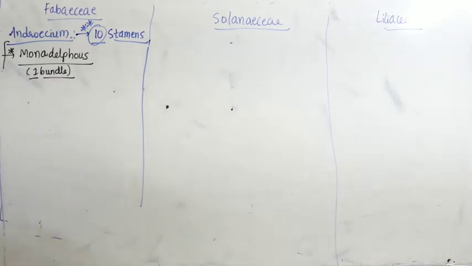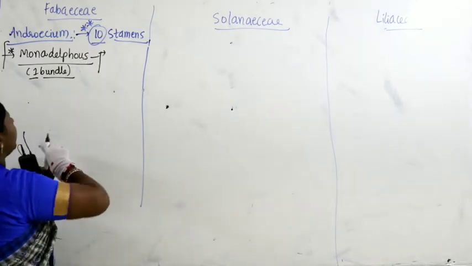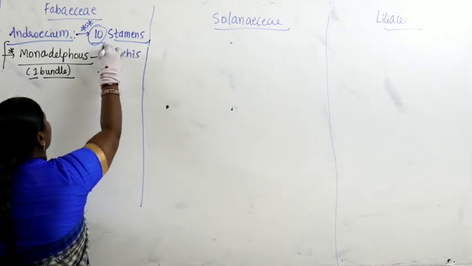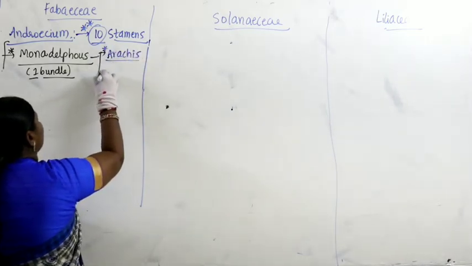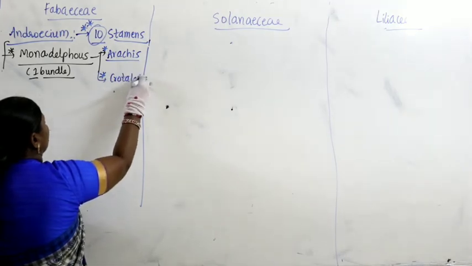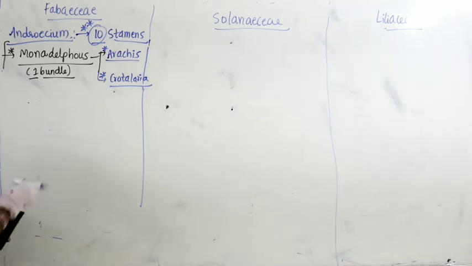Right, all 10 stamens fuse to form only one bundle. That is called as what? Monodelphous. Monodelphous condition, where do you find? You find in case of Arachis, Arachis hypogea, that's nothing but groundnut, and the other one is Crotalaria. Where do you find? Arachis and Crotalaria.